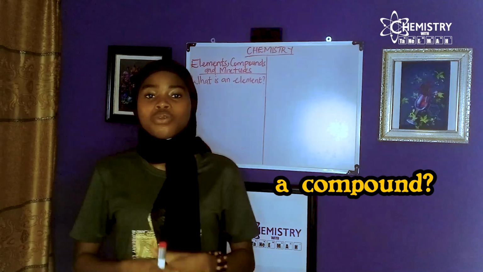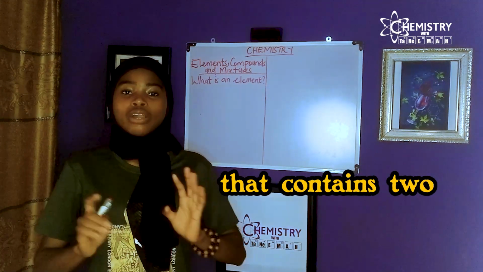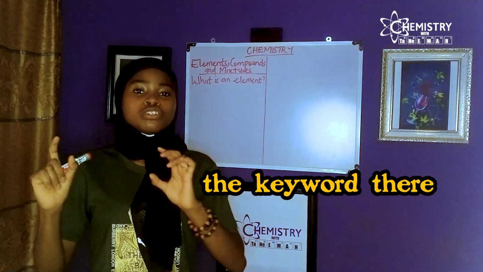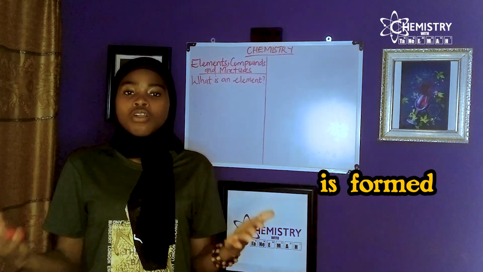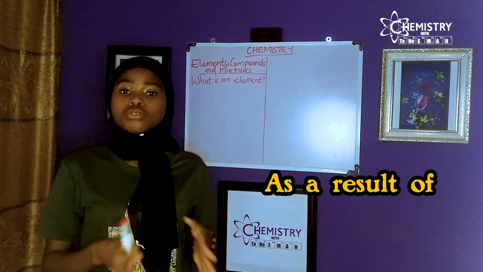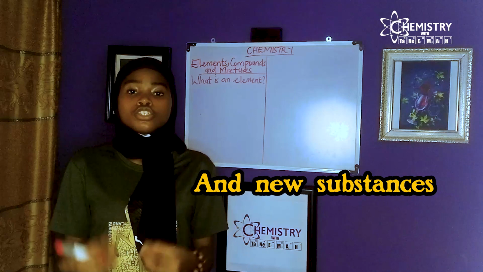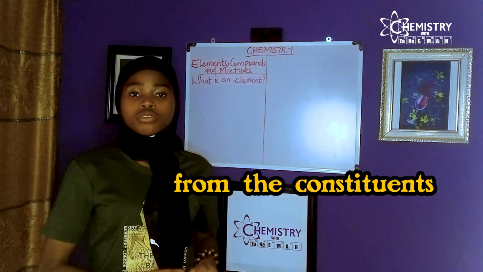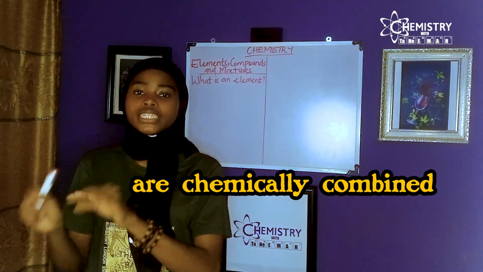So, what is a compound? A compound can be defined as a substance that contains two or more elements chemically combined together. Now, I want you to note the key words there, chemically combined together. A compound is formed as a result of a chemical change. Yes, it's formed as a result of a chemical change. It is irreversible, and new substances are formed that are completely different from the constituents. So, compounds are chemically combined together.